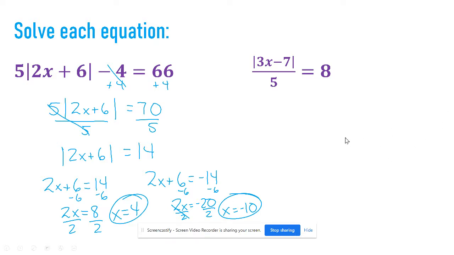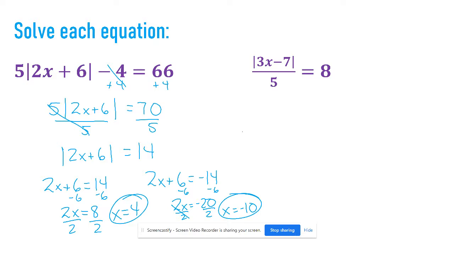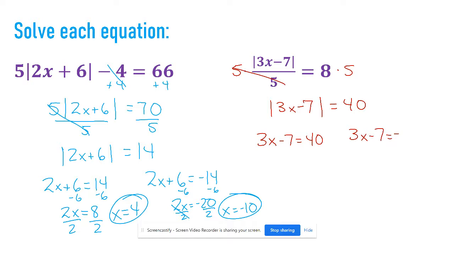So we had a second equation. It's not really too different here. Let's go ahead and start this one off by taking care of that 5 on the bottom of the fraction. So we'll multiply both sides by 5. And the nice thing about this one is right away we get the absolute value by itself. And we have absolute value of 3x minus 7 equals 40. So now we can split the equation. Do 3x minus 7 equals positive 40. 3x minus 7 equals negative 40.